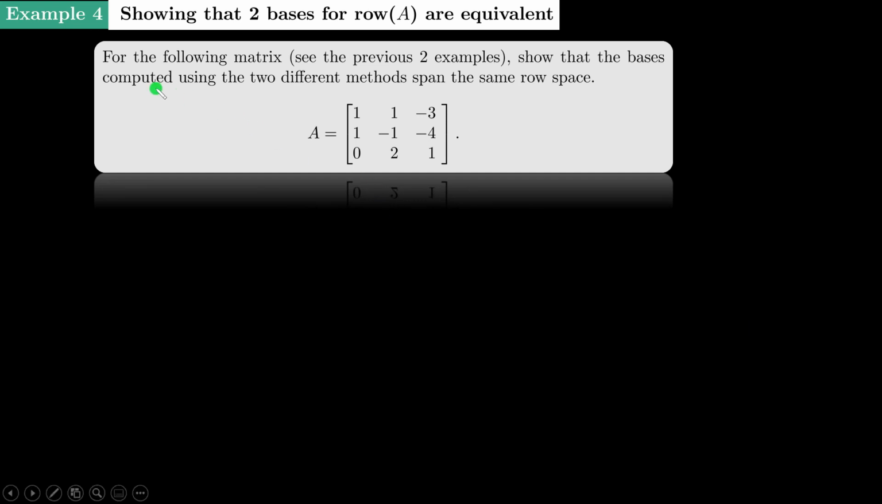In this question, we are supposed to show that the two bases computed using the two different methods outlined in the previous two examples actually span the same row space. Now, if you recall this matrix A, we used two different methods to compute the row space of this matrix.